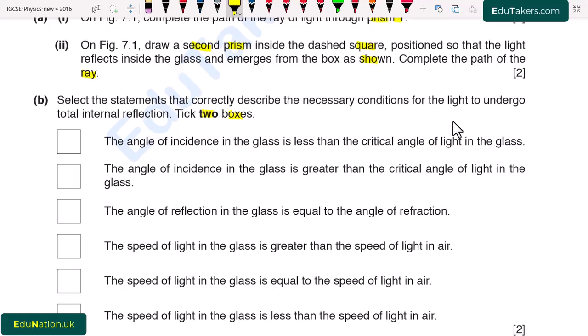So the first box here is the angle of incidence in the glass is less than the critical angle of the light in the glass. So this is incorrect because here the angle of incidence is less than the critical angle. So this condition is not true. Second, the angle of incidence in the glass is greater than the critical angle of the light in the glass. So here the angle of incidence is greater than the critical angle. So this is a condition for total internal reflection. I tick the second box.